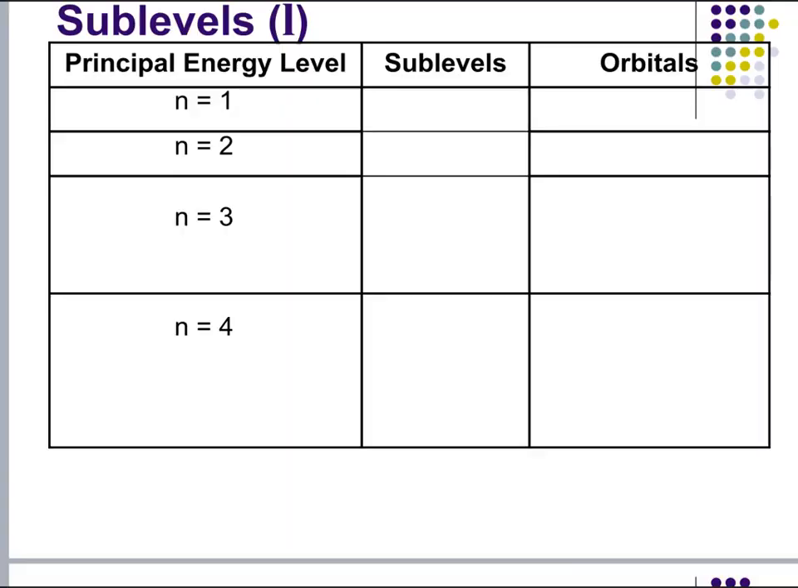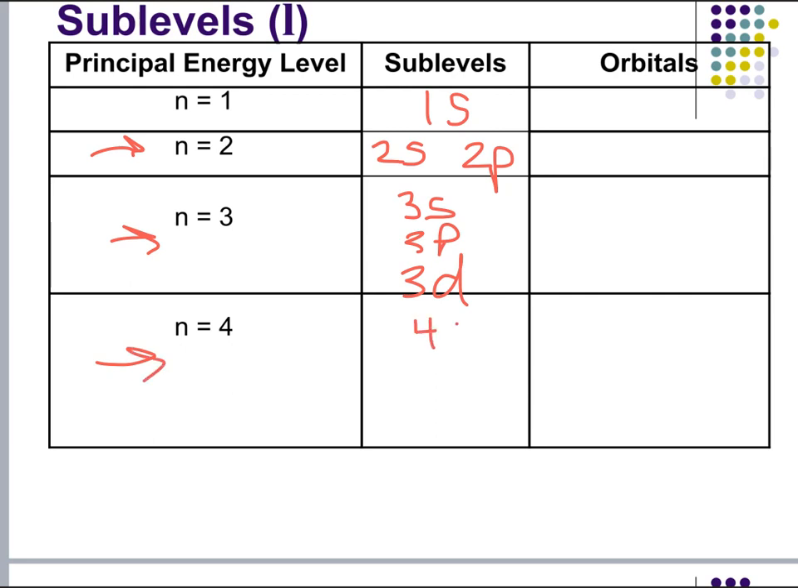So as a general rule of thumb, the number of shapes that an energy level can have is equal to the principal quantum number. So if I have a principal quantum number of 1, I can only have 1 sublevel, 1 shape. So that would be the 1s orbital. Now if I have the second energy level, I can now have 2 shapes. So in the second energy level, I can have a 2s and I can have a 2p. The third energy level can have 3 shapes. So that would be 3s, 3p, and 3d. And then in the fourth energy level, I could have all 4 shapes. 4s, 4p, 4d, and 4f.